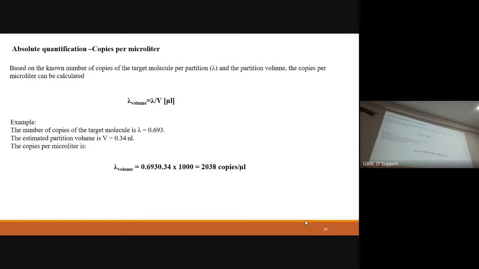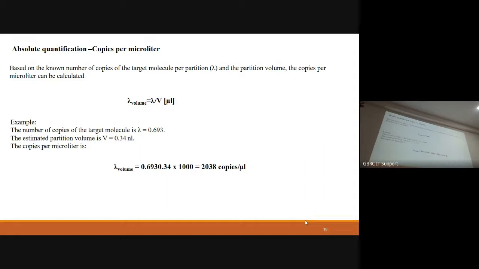So delta is getting 0.693 from that valid partition and all that calculation. So this is the estimated partition volume. Let's say the manufacturer Qiagen is recommending to use 40 microliter in your 26,000 partition well.